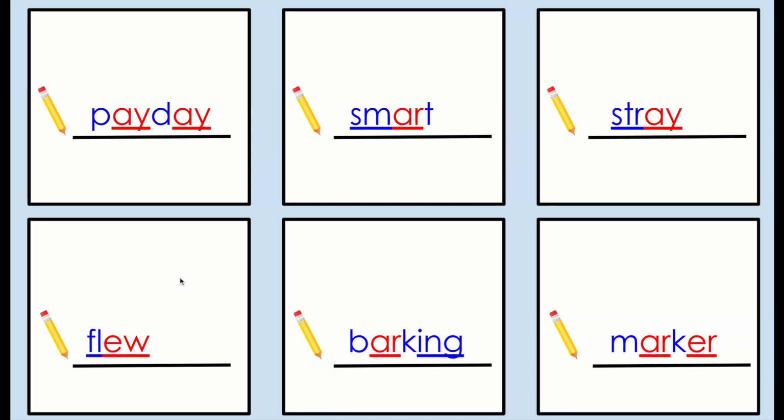The next word, flew. FLEW, with the letter pairs FL and EW. The next word, barking. BARKING, with the letter pair AR and the word part ING. And the last word, marker. MARKER, with the letter pairs AR and ER.